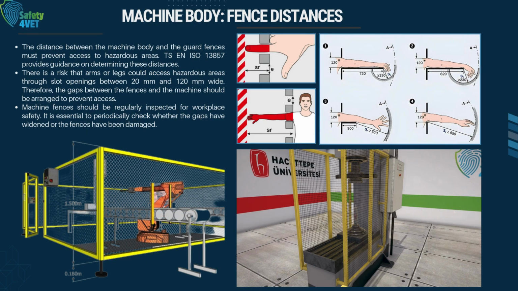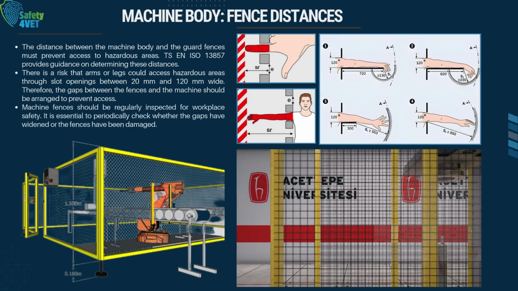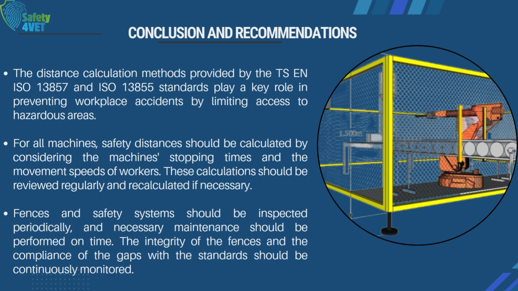The distances left between the machine body and fences must prevent workers from accessing hazardous areas. Limbs may reach dangerous zones through wide openings, so these distances must be carefully determined. Periodic inspections are necessary to ensure that these gaps have not widened. Calculating safety distances accurately is a critical step in preventing workplace accidents. These calculations should be reviewed regularly, considering machine stopping times and workers' movement speeds.